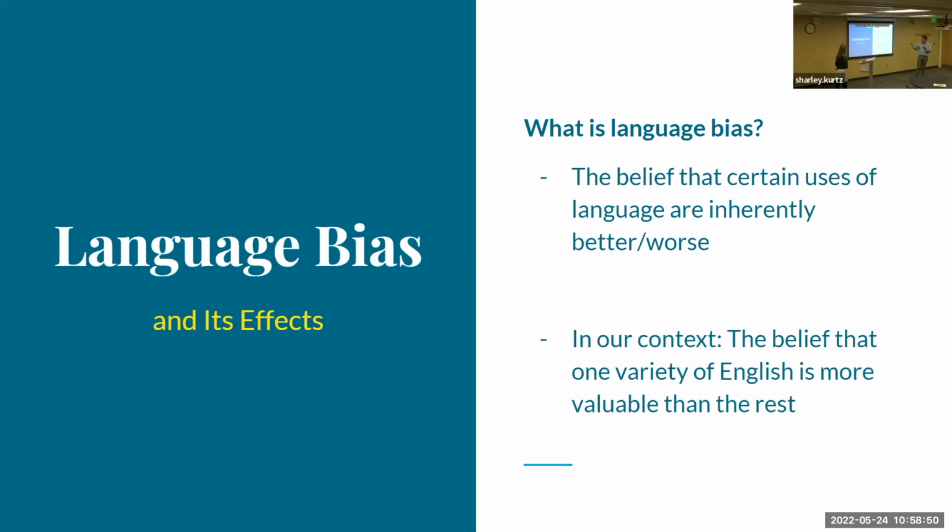So language bias really comes from this belief that there's an inherent quality of better or worse to certain kinds of language over others, which is in contradiction to that linguistic point of view that we looked at earlier, and very much embedded in that ideology of standard American English. So in our context, it's this belief we have as instructors who are evaluating writing and speech too, in a way, that one variety of English, the academic English in particular, is more valuable than the rest. So that has all these cascading effects on choices and actions that we have as a teacher.